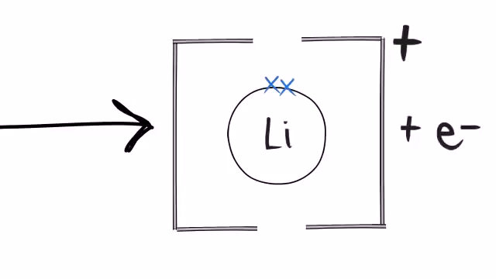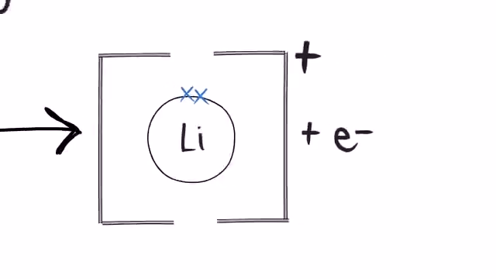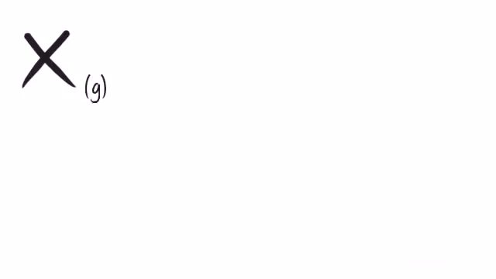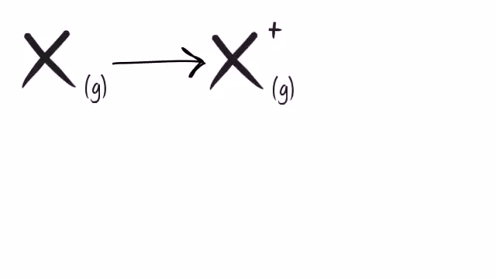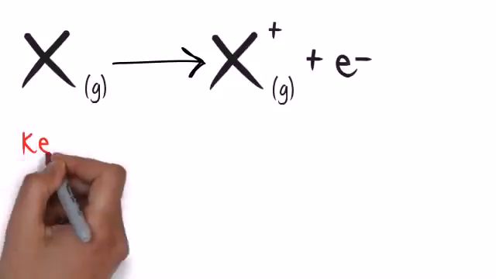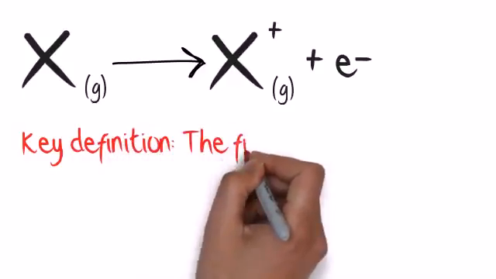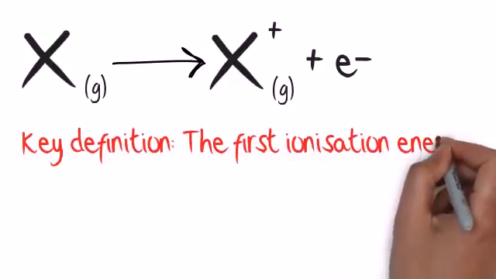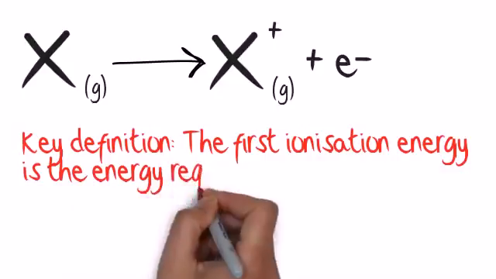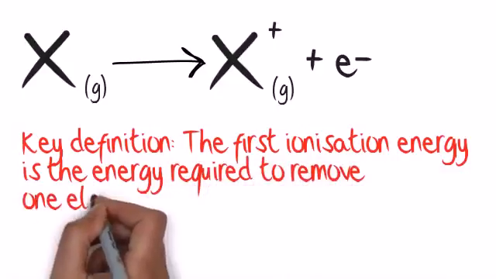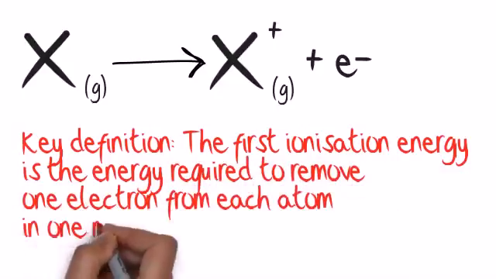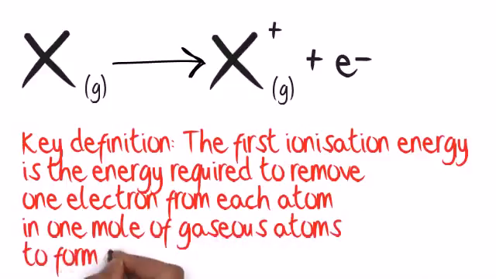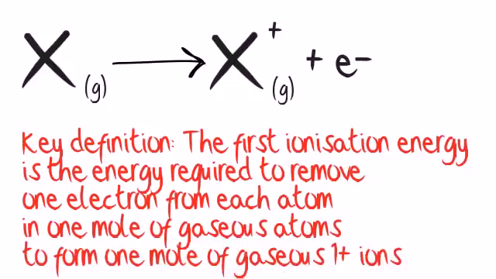Atoms must be in the gaseous state so that they are isolated from other attractions to allow all the energy to be used in removing an electron. The definition of the first ionisation energy is the energy required to remove one electron from each atom in 1 mole of gaseous atoms to form 1 mole of gaseous +1 ions.